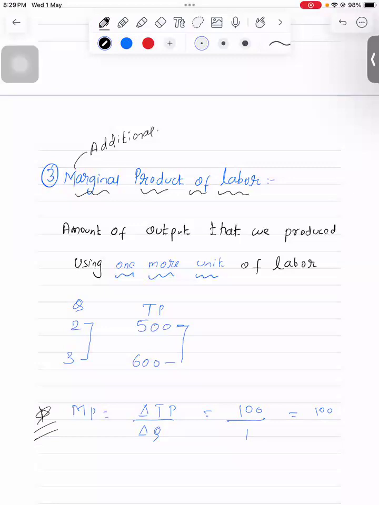Now, sometimes they may ask you to calculate marginal revenue. So what will be the formula for marginal revenue? You just need to replace product with revenue. The formula for marginal revenue will be change in total revenue divided by change in quantity. If you need to calculate marginal cost, the formula will be change in total cost divided by change in quantity.